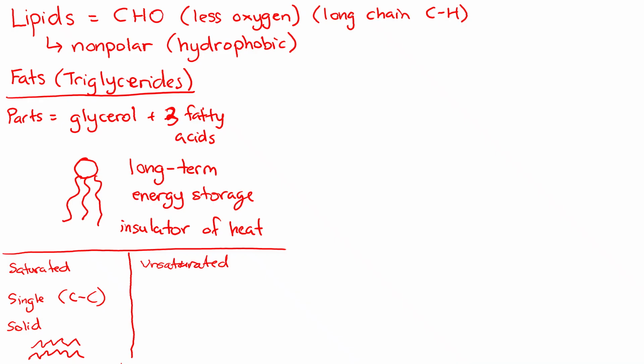So unsaturated has at least one double carbon-carbon bond, and this creates a bend or kink in their structure. That kink doesn't allow the lipids to stack neatly on top of each other, so they remain liquid at room temperature. Let's draw an example of that real quick, and we can see that they cannot neatly stack on top of each other if there are multiple of these unsaturated fatty acids.